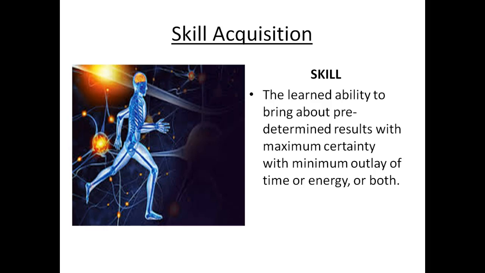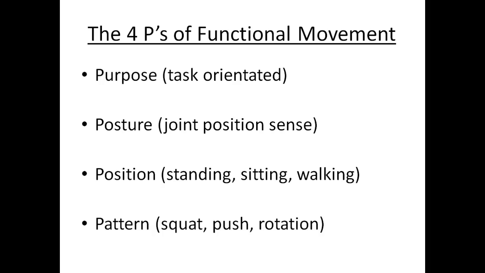As we said before, skill is defined as the learned ability to bring about predetermined results with maximum certainty, often with a minimum outlay of time or energy or both. So the 4 P's of functional movement, this is important. Functional movement has a purpose, it's task orientated. Then it has a particular posture. Where are my limbs in space?